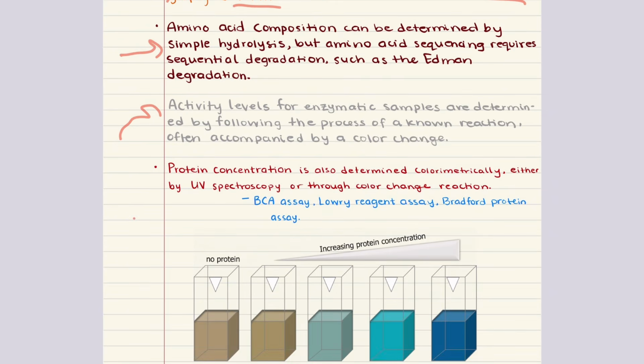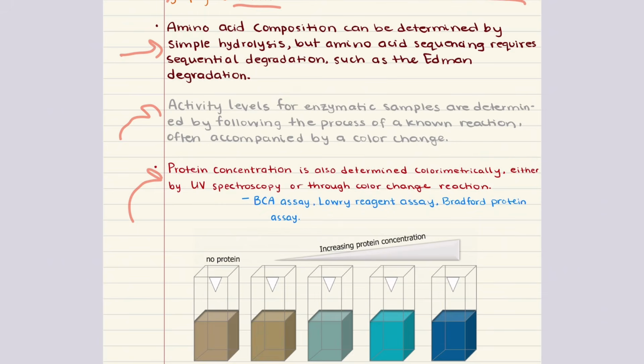Finally, we need to determine protein concentration. That is, how much protein is actually present in the sample. This is usually done through spectroscopic methods. One option is UV or ultraviolet spectroscopy, and that takes advantage of the fact that many proteins contain aromatic amino acids that absorb light in the UV range. And while it's useful, this method can sometimes be affected by contaminants that also absorb UV light.